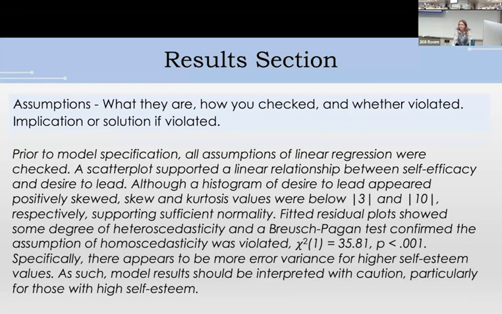Assumptions. Prior to model specification, all assumptions of linear regression were checked. A scatter plot supported a linear relationship between self-efficacy and desire to lead. Although a histogram of desire to lead appeared positively skewed, skew and kurtosis values were below 3 and 10 respectively, supporting sufficient normality. Fitted residual plots showed some degree of heteroscedasticity, and a Breusch-Pagan test confirmed the assumption of homoscedasticity was violated. There you go. Specifically, there appears to be more error variance for higher self-esteem values. As such, model results should be interpreted with caution, particularly for those with high self-esteem.